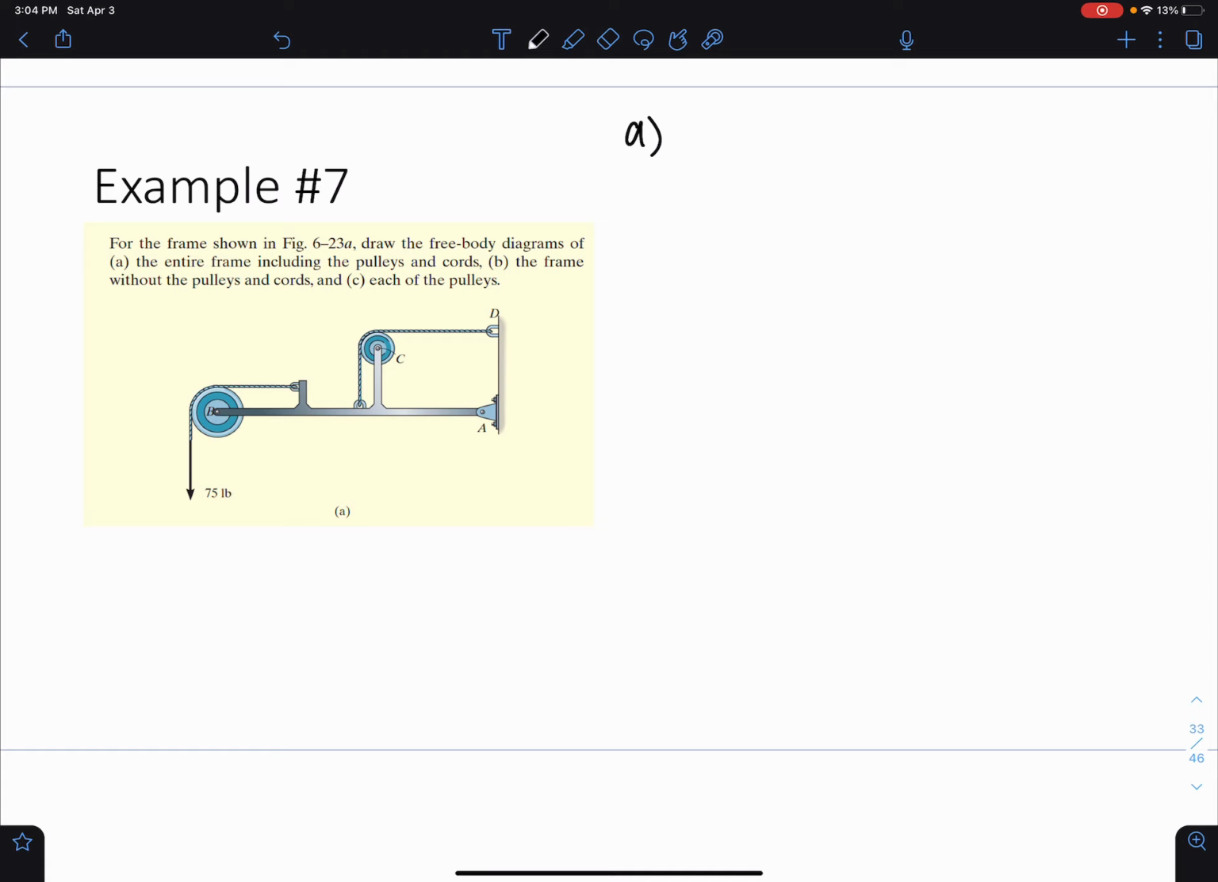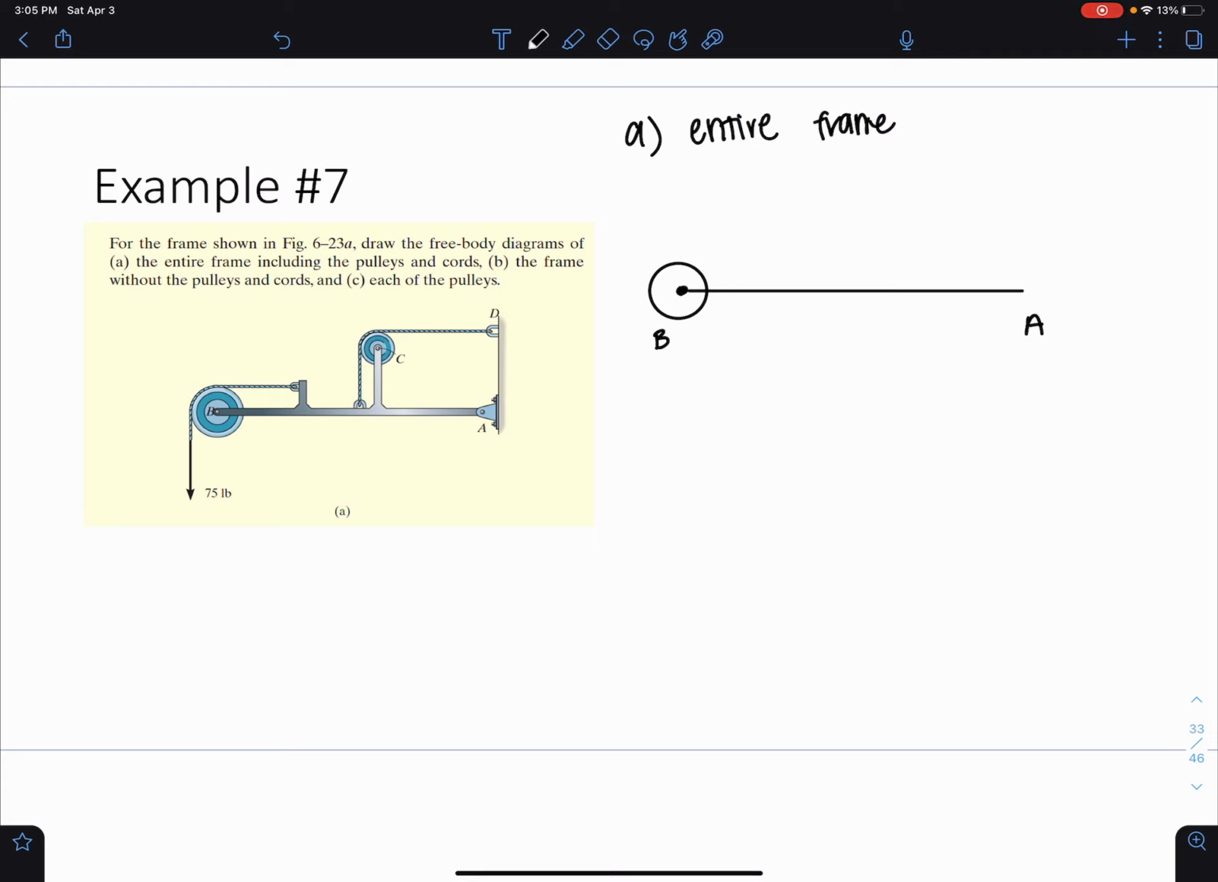Part A, the entire frame. I'm going to draw this system again right here so we can see how we would draw it from scratch. I'm going to draw a line representing the longitudinal member going from the pin at A to the pulley at B. So here is my pin at A, here is my pulley at B, and I'm going to draw that pulley.